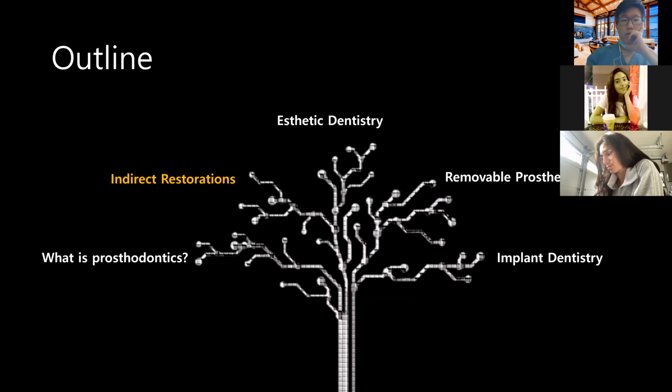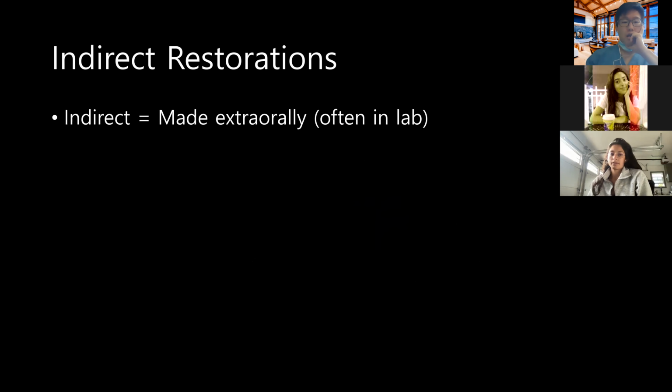All right, now let's go into the field itself. Let's start with some basics here: indirect restoration, since you guys have already had some lectures on indirect restorations. Again, indirect restoration means it's made indirectly, not directly in the mouth. It's usually made outside the mouth, usually in the lab.